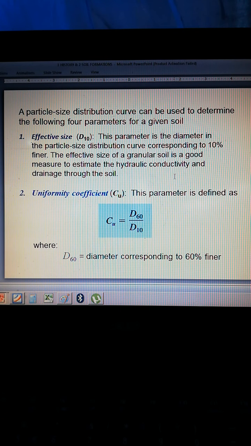Another term for hydraulic conductivity, if you don't understand it well, is permeability. Soil being permeable allows water to pass through the void spaces.